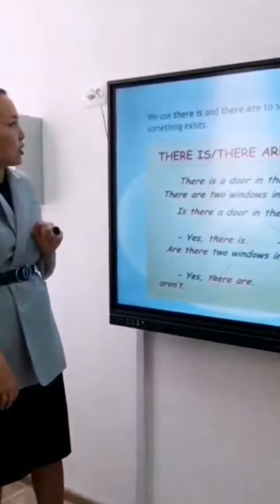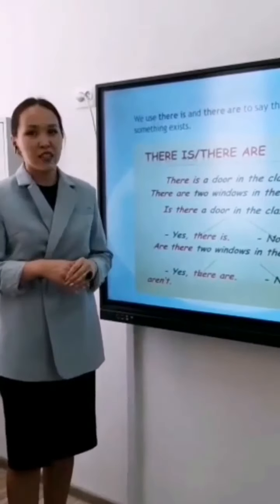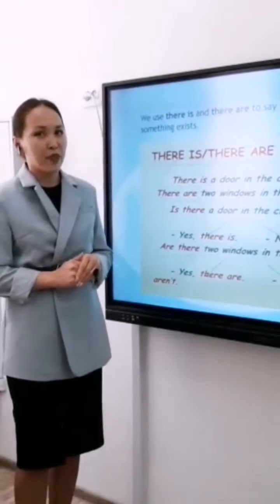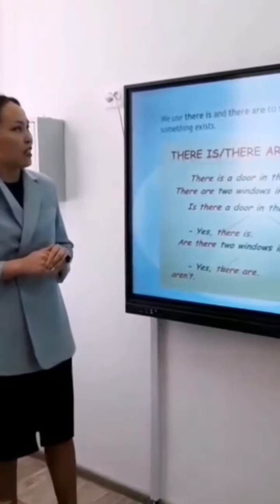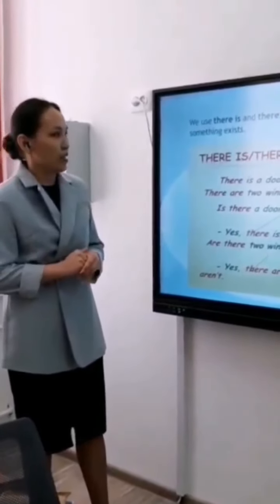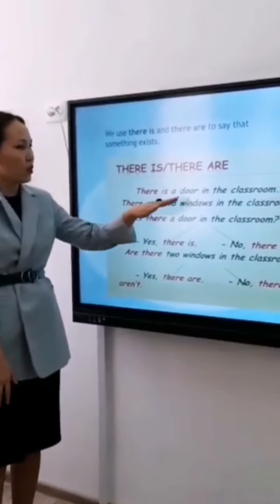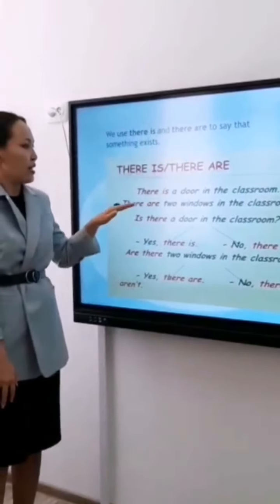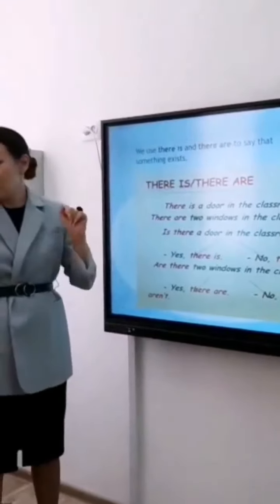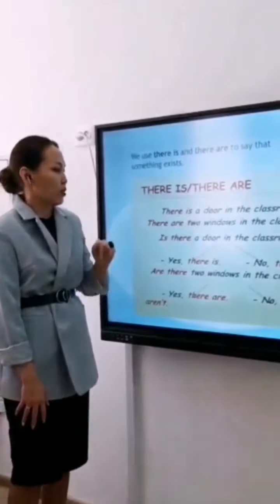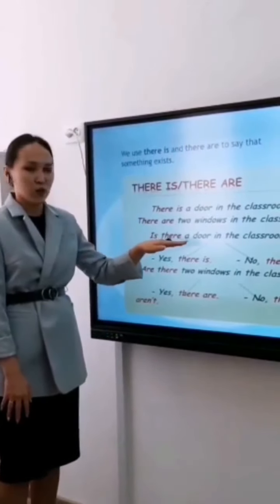Okay, children, how do you think? What will be about today's our lesson? Yes, the theme of our lesson is the constructions there is and there are. We use there is and there are to say that something exists. Look at the screen, please. There is a door in the classroom. There are 2 windows in the classroom. Is there a door in the classroom?